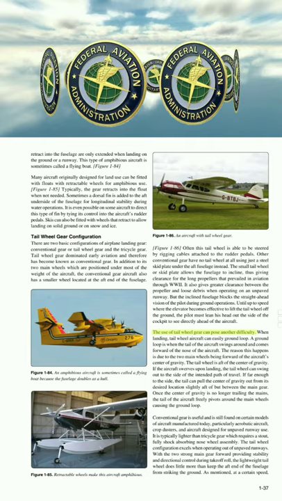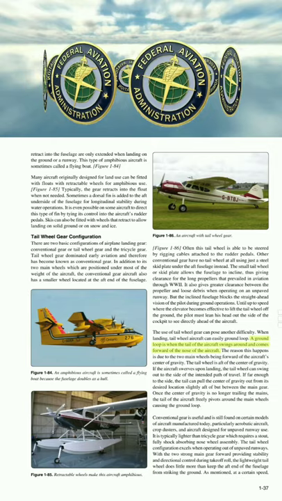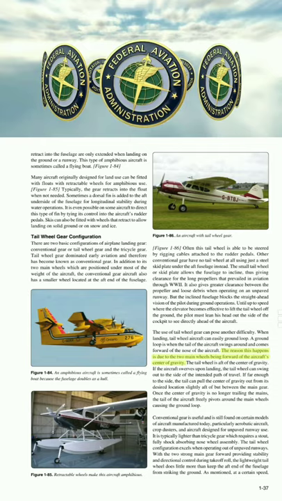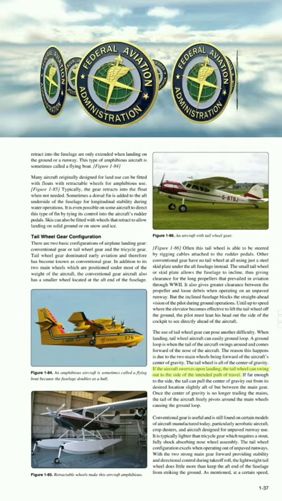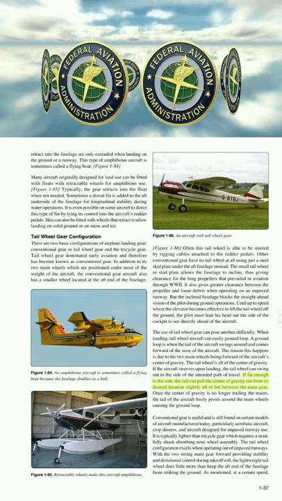A ground loop is when the tail of the aircraft swings around and comes forward of the nose of the aircraft. The reason this happens is due to the two main wheels being forward of the aircraft's center of gravity. The tail wheel is aft of the center of gravity. If the aircraft swerves upon landing, the tail wheel can swing out to the side of the intended path of travel. If far enough to the side, the tail can pull the center of gravity out from its desired location slightly aft of but between the main gear.